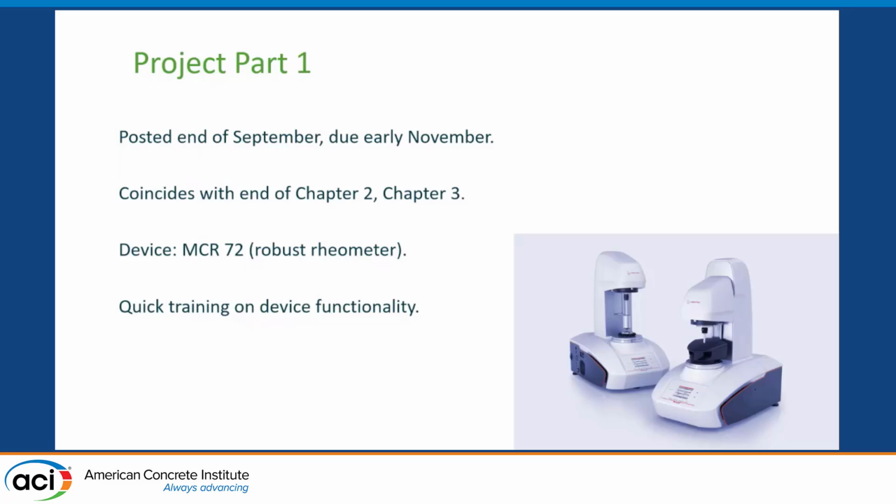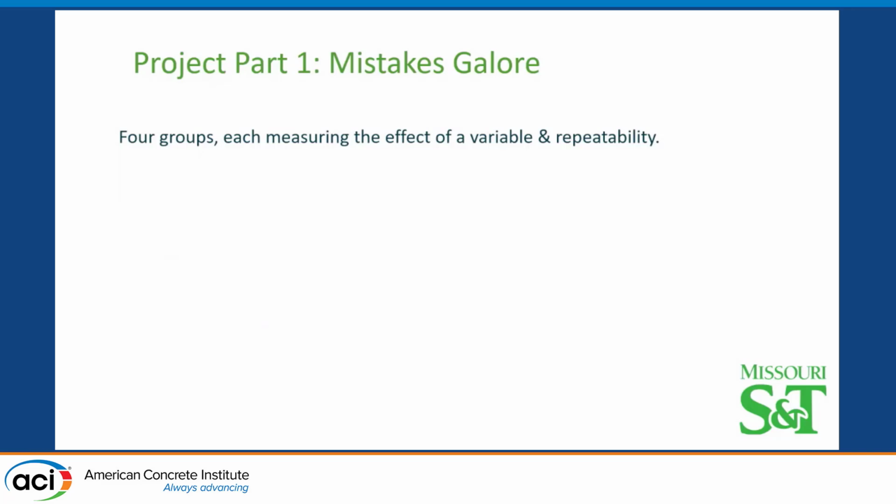And we give them a quick training on device functionality as well, but that will be one of the conditions coming in that I'll discuss later. Because we had 13 students, put them in 4 groups, and then measure the effects of a variable, the 4 we discussed before, and repeatability. That's another concern, right? And we tell them measure yield stress, measure viscosity, measure thixotropy over an hour.